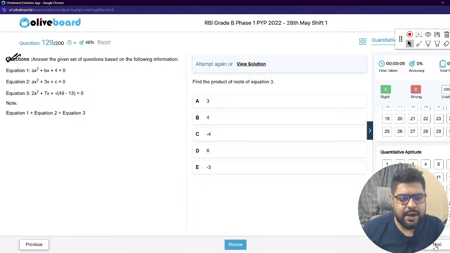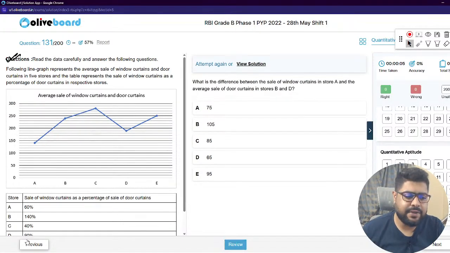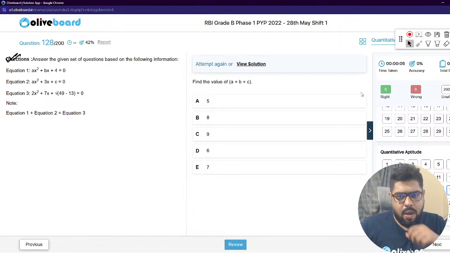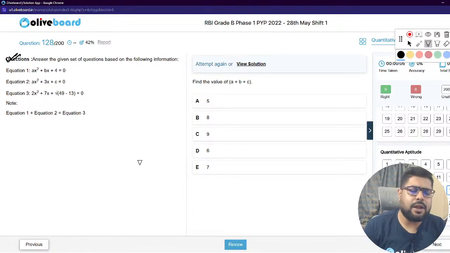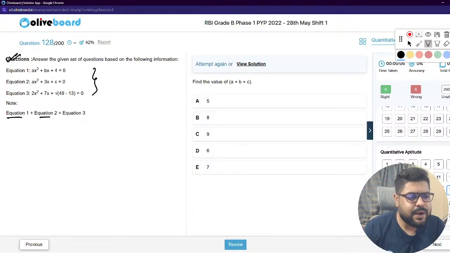Sir, next I guess is a couple of questions at least we'll be having. Let's see, just 1, 2, the 3 questions we are having. So it's simple. Chalo, at least solve the entire thing. 3 equations have been given and they are saying equation 1 plus 2 is 3. Acha, theek hai. This has AB, this has C, AC.